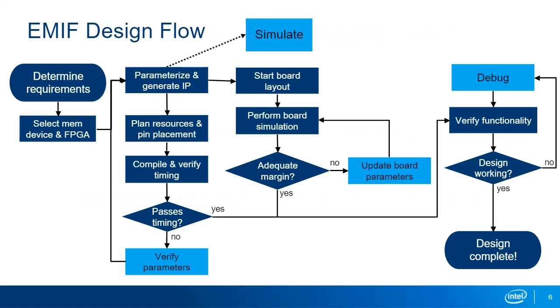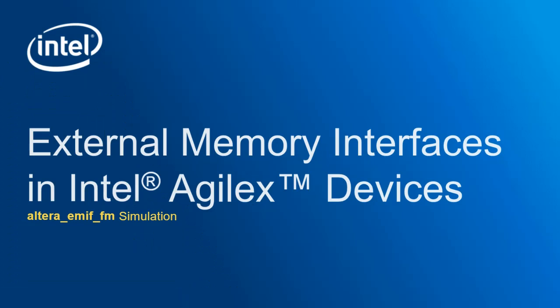Once again, here's the recommended design flow for creating a working EMIF interface. In this section of the training, we'll look at how to perform a functional simulation of the interface. A simulation is completely optional, but it is recommended to verify that your parameterized design will function correctly. Once you've added the Altera EMIF FM IP to your design, you can perform a functional simulation to verify that the parameter settings you've specified will work correctly when the design is implemented in hardware.